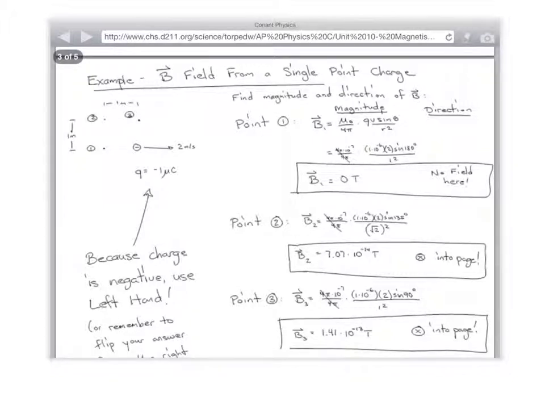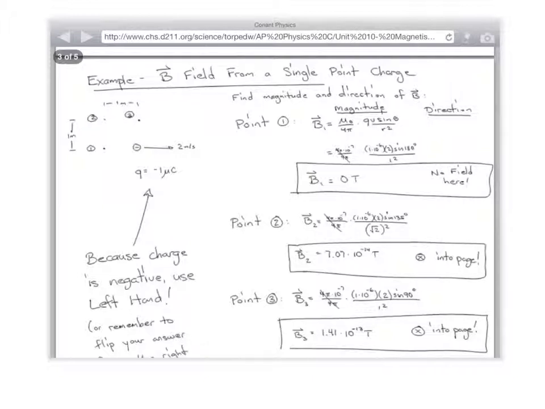Let's say you have a negatively charged particle moving to the right at 2 meters per second, and I want to know the magnetic field at these 3 points due to that. What's the magnetic field at point 1 going to be? Hint: the electron is moving directly away from that point. Oh, 0. It's going to be 0 magnetic field, because it's the sine of 180 degrees, which is 0.